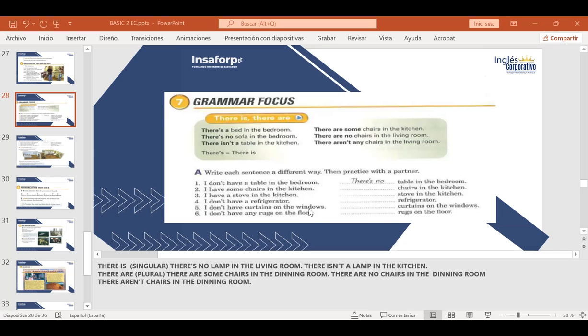Now, this is your exercise. The exercise is write each sentence a different way. Then practice with a partner. O sea, ¿qué es lo que vamos a hacer? We're gonna read. Vamos a leer, okay? Example number one. I don't have a table in the bedroom. Ah, aquí puedo usar la figura del there's no. Recuerden que estas no tienen el there. Estas están en otro, con otra estructura. We're gonna use there is and there are en su defecto aquí.